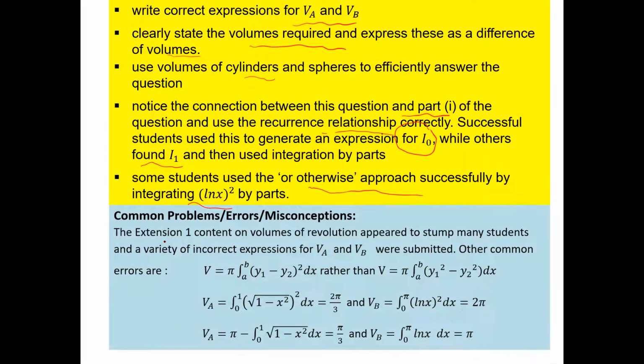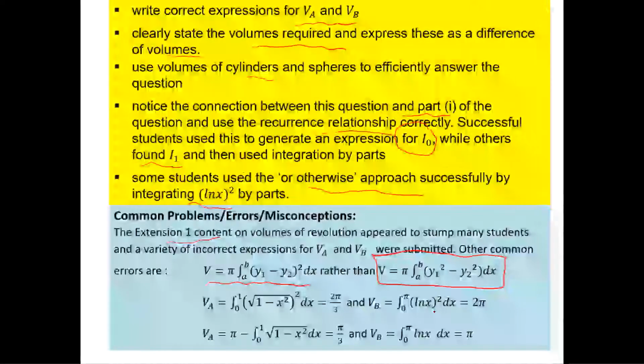Common problems: the Extension 1 content on volumes of revolution appeared difficult for many students, and a variety of incorrect expressions for VA and VB were submitted. The most common error is many students using V equals pi integral from a to b of (y1 minus y2) all squared, rather than y1 squared minus y2 squared.